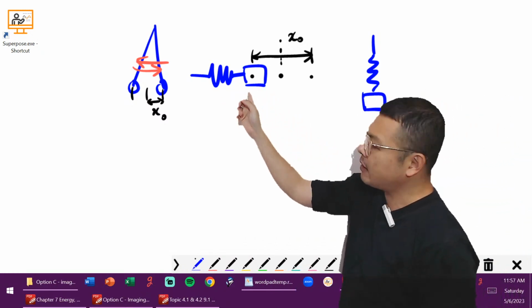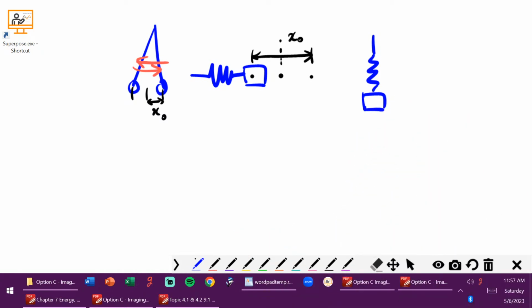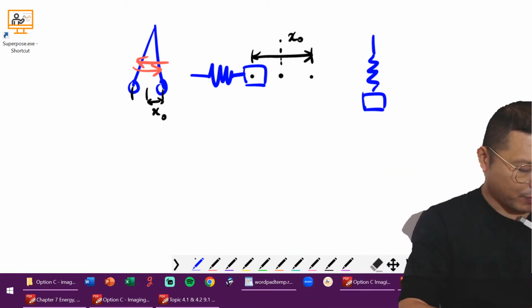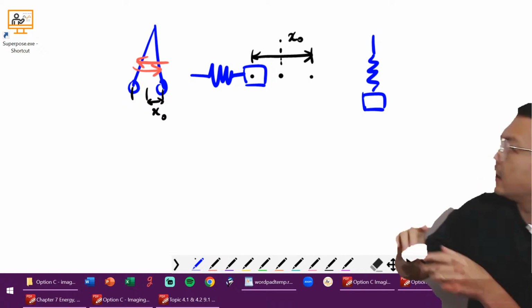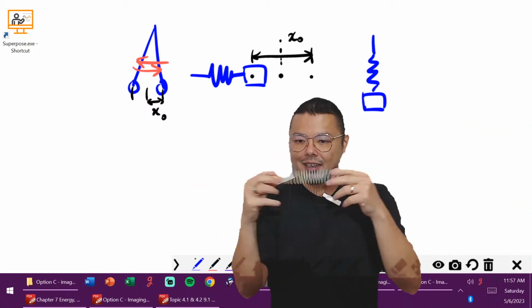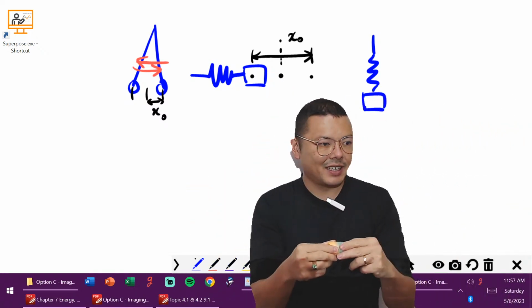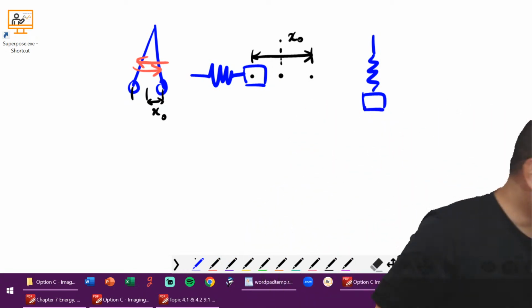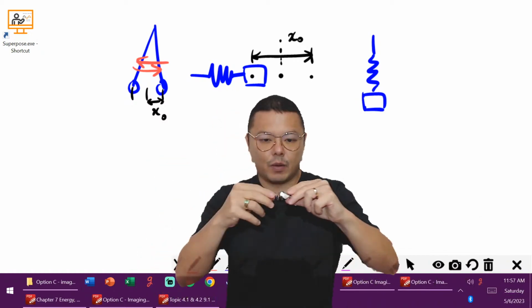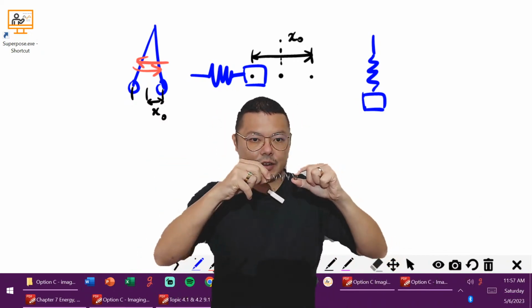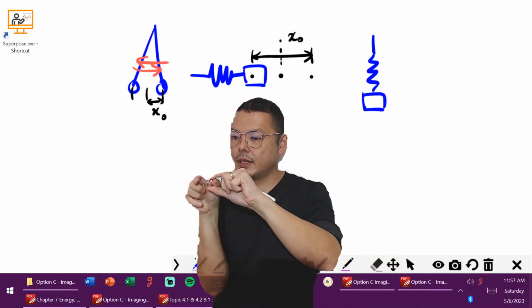How can a slinky do horizontal spring motion? Can a slinky like this one do horizontal spring motion? Cannot, right? Because it can't be compressed. So for the horizontal spring mass system, I want you to imagine it's kind of like this kind of spring, where you can extend a bit and you can compress a bit.